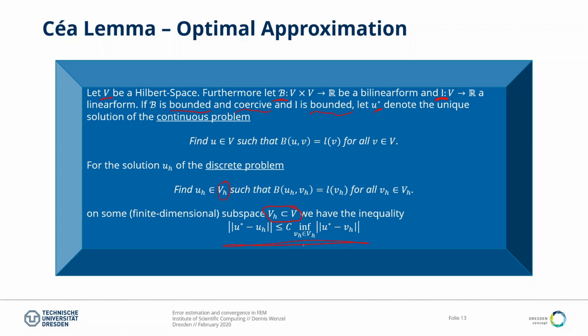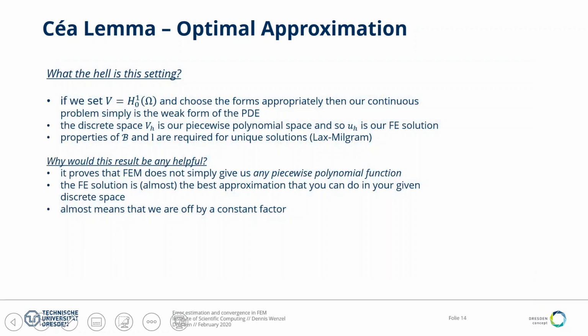And that's pretty good, because so far we didn't quantify at all if our finite element solution has anything to do with the exact solution. It could have just been some random piecewise linear function that was completely unrelated to the exact solution of the problem. But this result here tells us no, it's not just completely random, it is actually almost, except for some constant, the best you can do in your given space.